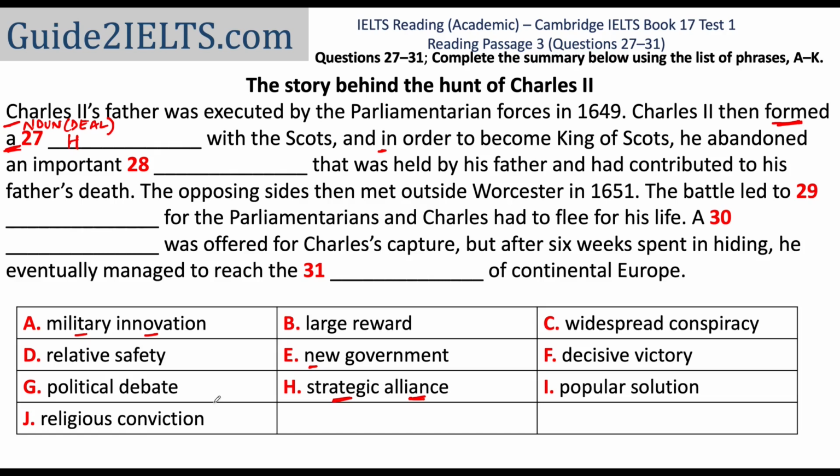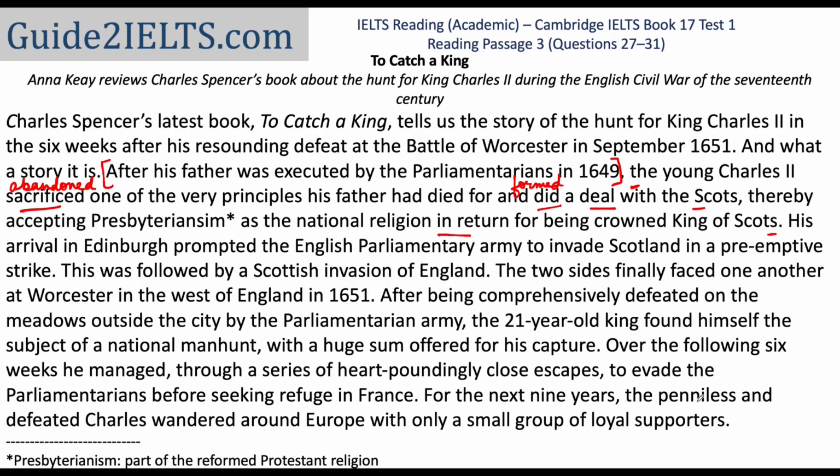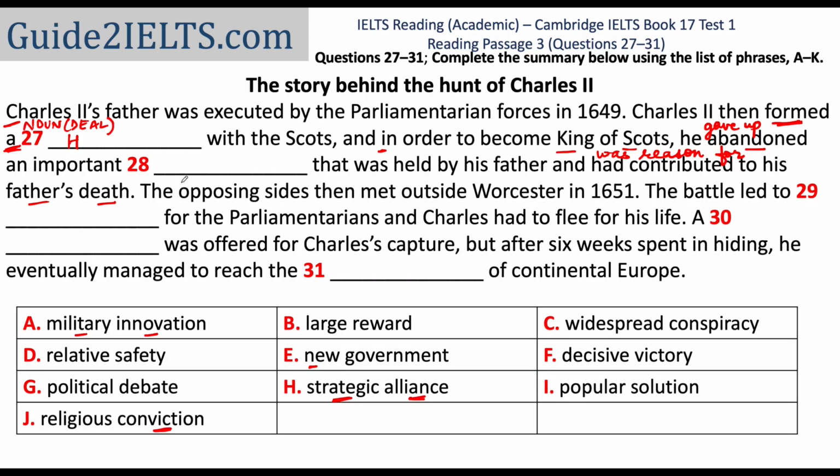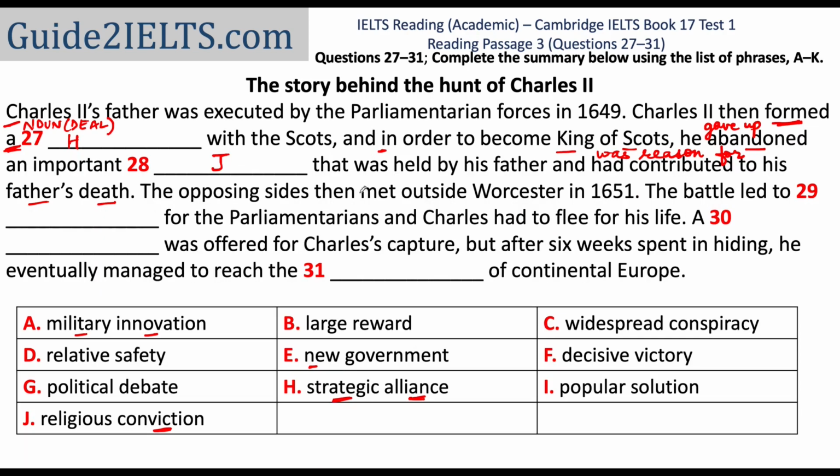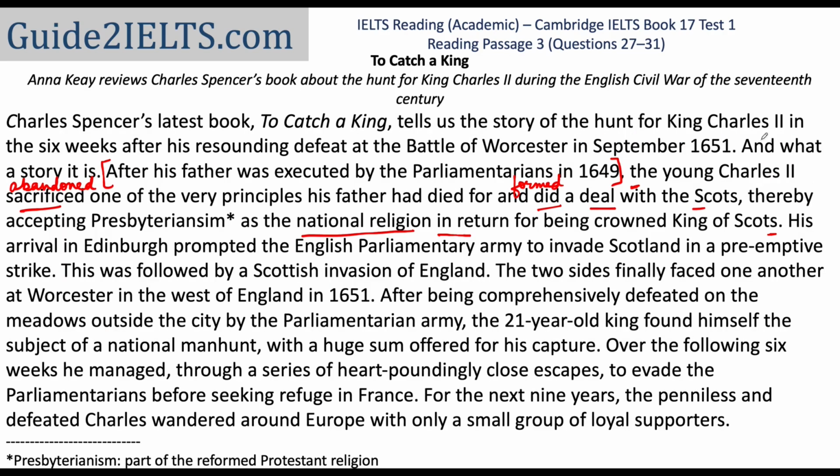The answer to this is from the same sentence that we found the answer to the 27th from, and it is before the 27th answer. It says here, the young Charles II sacrificed one of the very principles his father had died for. Sacrificed is abandoned. So he abandoned an important principle that his father died for. And in the passage it says that he sacrificed the principle and accepted a religion as the national religion. Principle is conviction. So the answer to the 28th question is J, religious conviction.